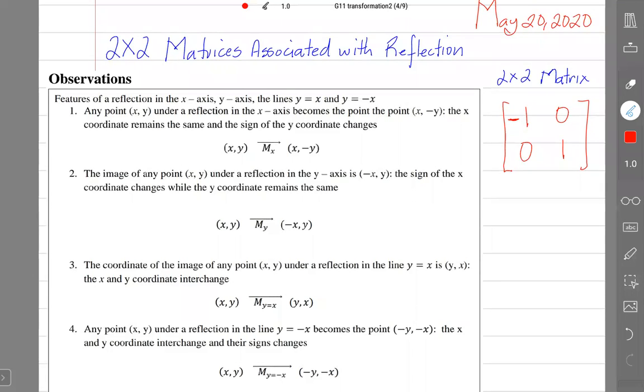If I put a negative at the bottom, this matrix, as you see it here, would change the sign of the y coordinate.